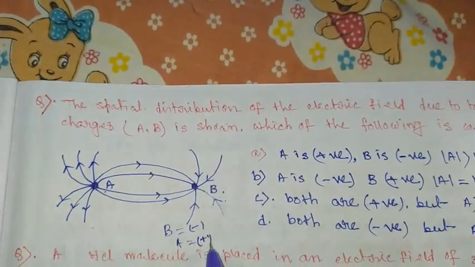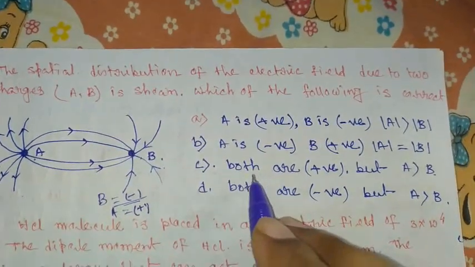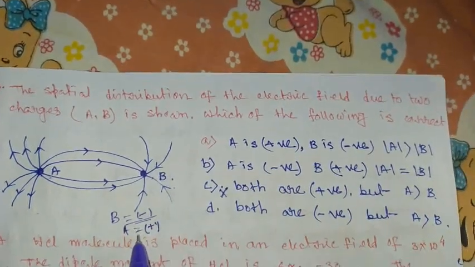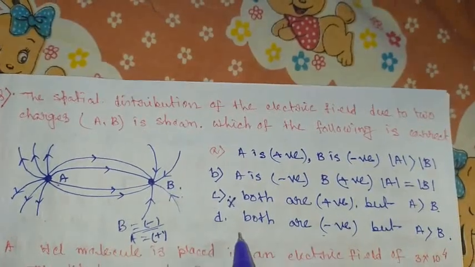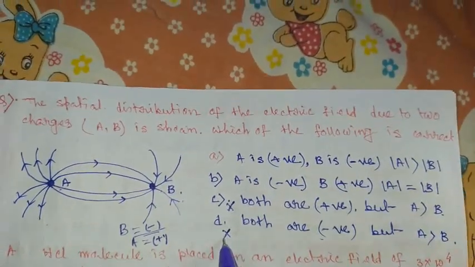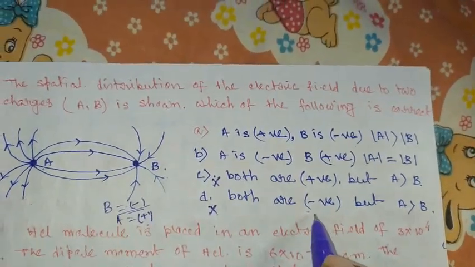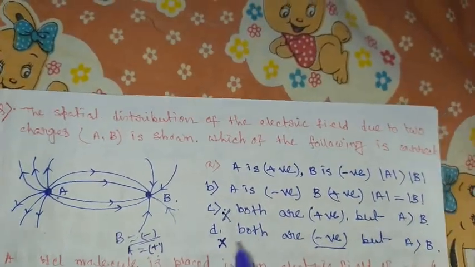So A is of positive character and B is of negative character. If you look at the options, in C both are positive. It is false because one is positive and one is negative, and in option D both are negative. So it is also false because A is positive and B is negative. Here it is given that both are negative. So option C and option D are false.